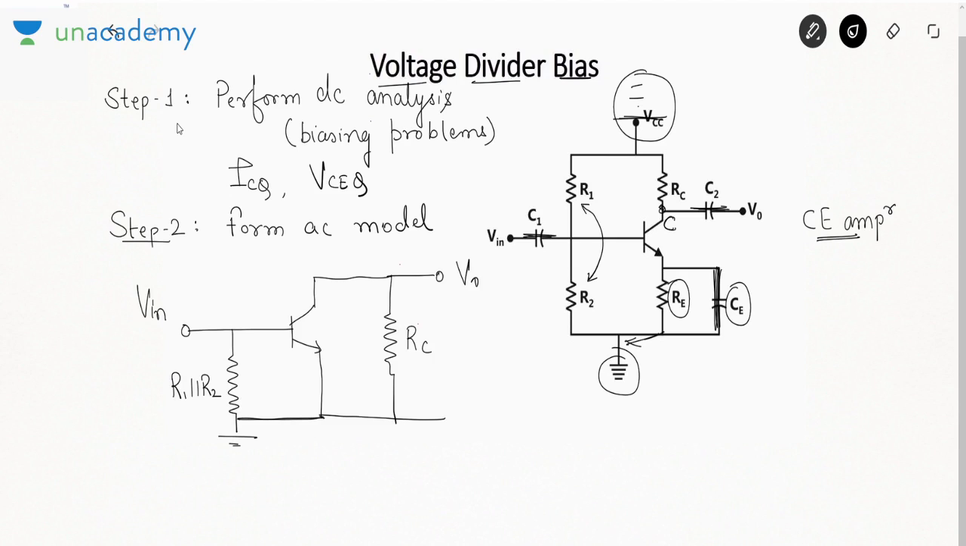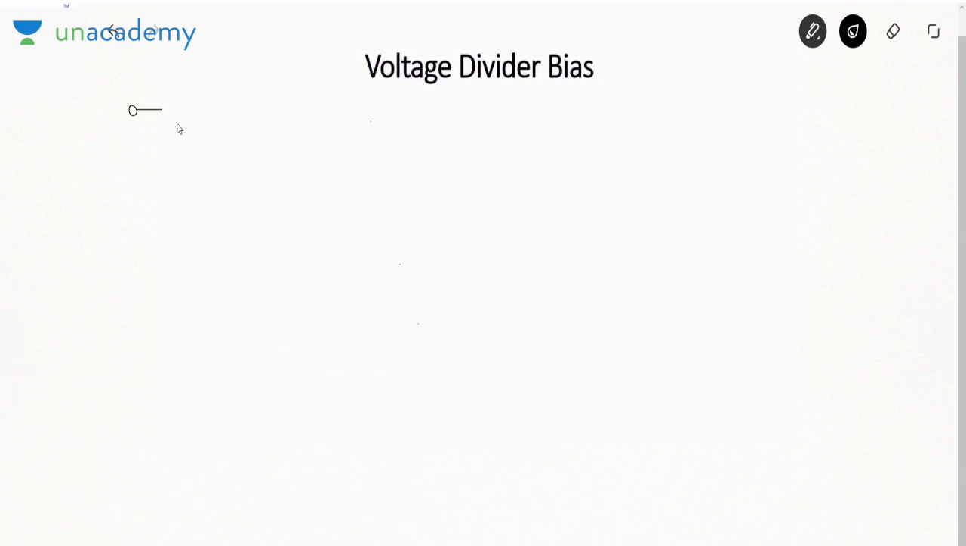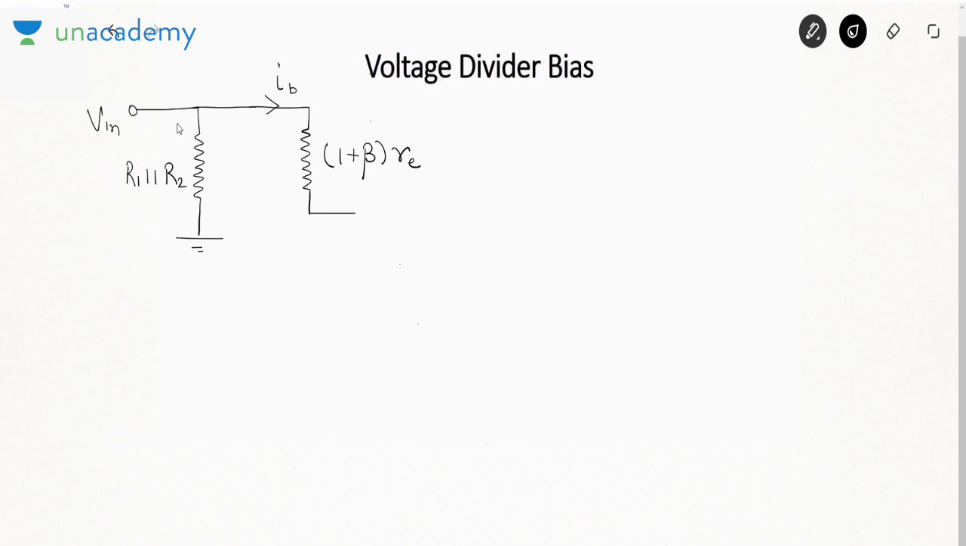Now what we have to do is replace this BJT by its T model. How to replace the BJT by its T model? This is V in. This resistance is R1 parallel R2. Now see the circuit of the BJT. In the BJT, I told you this resistance is 1 plus beta RE and the current in this resistance is IB. This terminal is the base, this is the emitter, and the emitter is grounded. Then we connect a current source beta IB. This terminal is the collector. So I have replaced the BJT by a resistance and a current source.